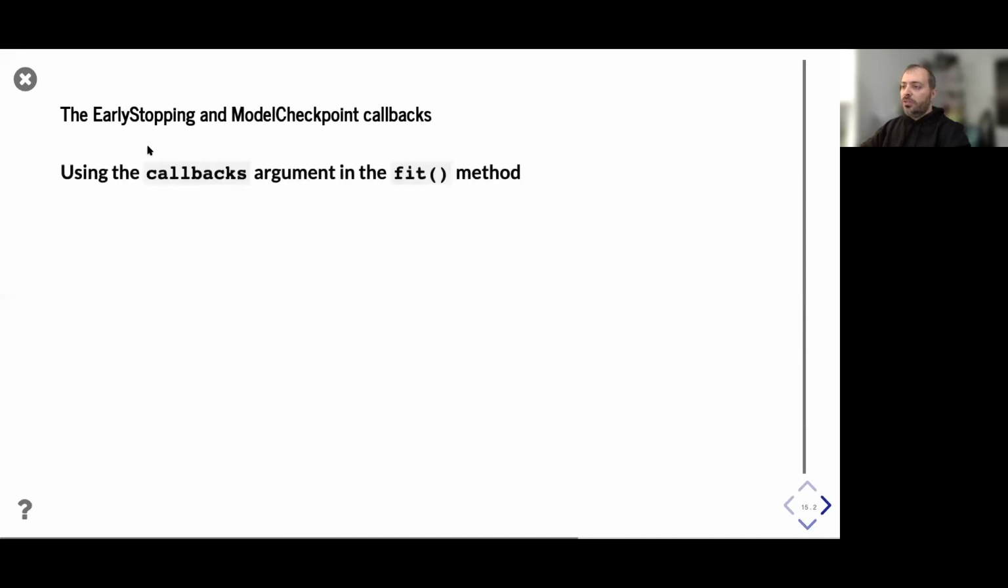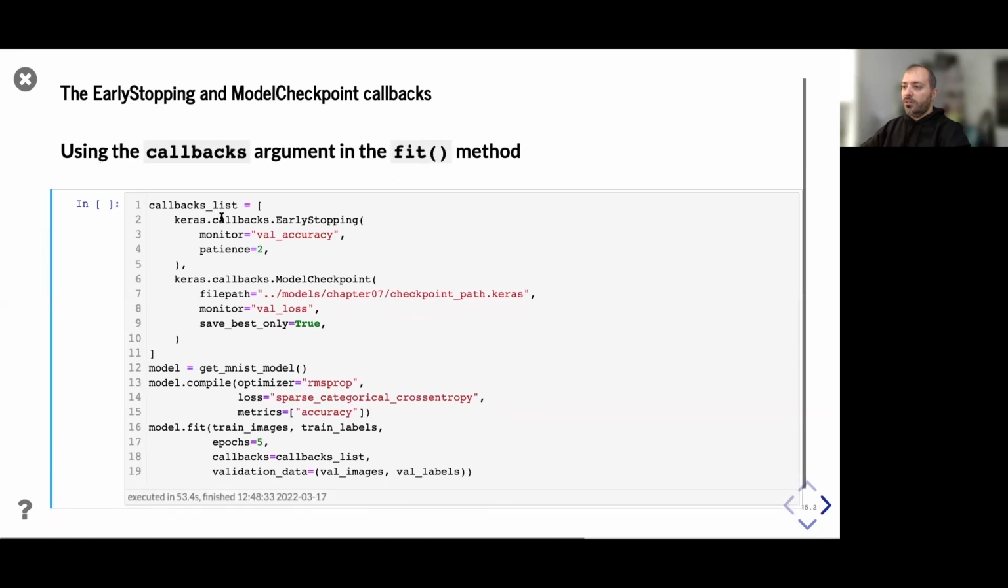Let's see two examples. Let's say we want to use early stopping and model checkpoint. This is the way you do it. You create a list with your callbacks. In this list, we will use two callbacks, the early stopping and the model checkpoint. And you have to define specific things, for example, which argument to monitor. We want to monitor the validation accuracy, for example. And we want a patience of 2 epochs, which means that if for 2 sequential epochs it does not improve, it will halt the training, it will stop it.